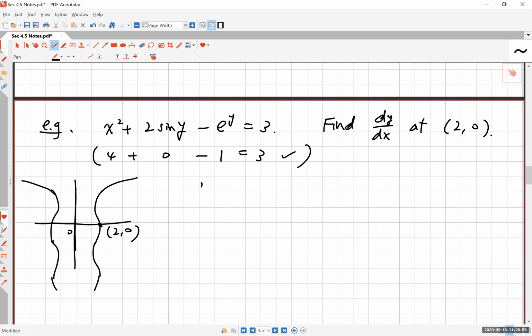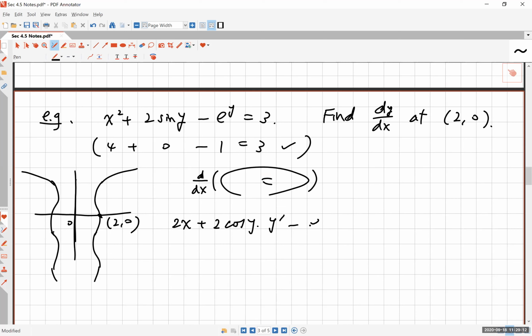Well, again, what you do is you take the derivative with respect to x of the entire equation, all right? And so this becomes 2x plus 2 cosine of y times y prime, okay? Minus e to the y becomes e to the y and y prime, right? And then 3 just becomes 0. Don't write 3 here, okay? That's a sort of typical common mistake because you just forget, that constant just becomes 0.